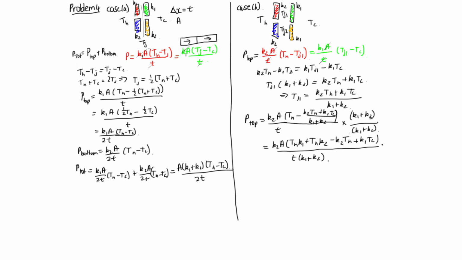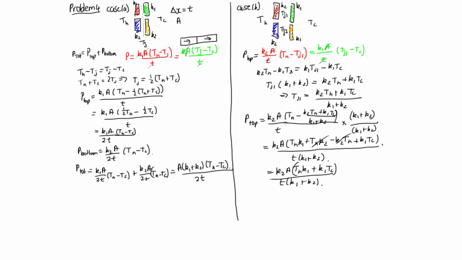Okay, so K2TH cancels this one, they're the same, and so this is equal to K2A THK1 plus K1TC over T K1 plus K2. Okay, that's through the top.